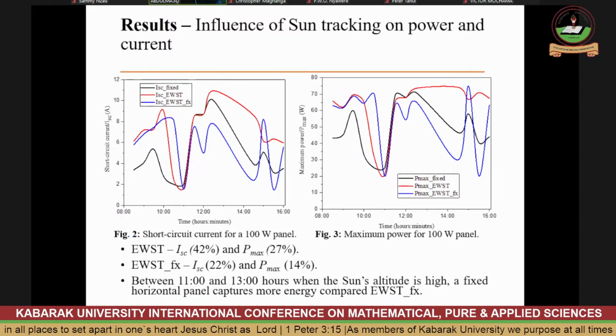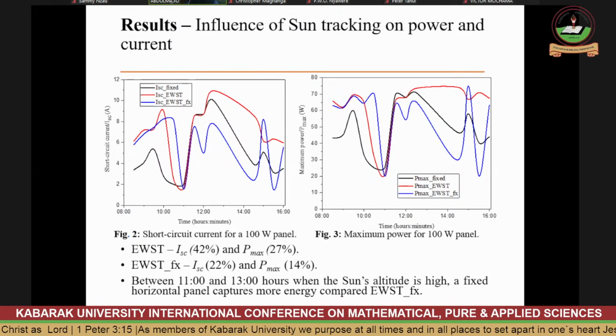But the improvement in open circuit voltage is very small. As we can see here also in figures 2 and 3, between 11 and 13 hours, when the altitude of the sun is high, a fixed horizontal panel harvests more energy compared to the fixed angle east-west tracker, because during noon still, or at 11, the tracker is facing the panel eastward, while the sun is now overhead.